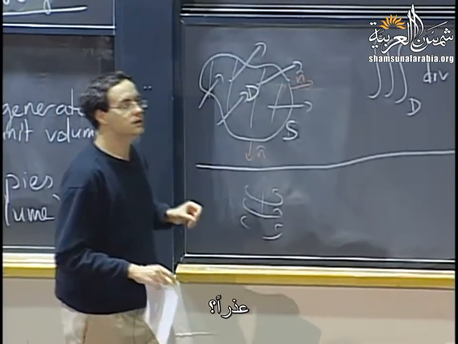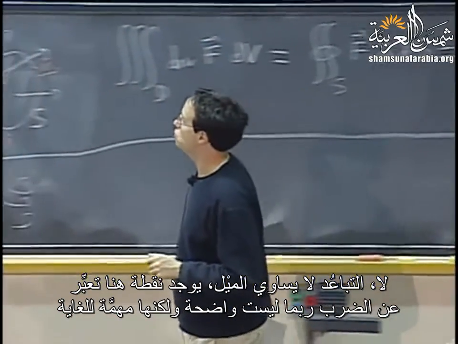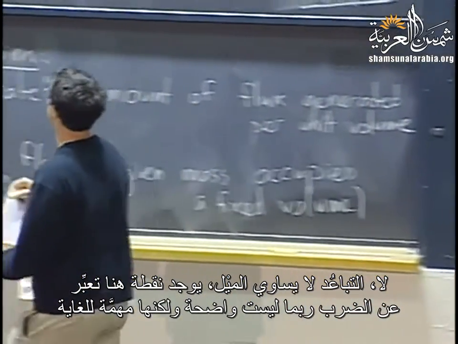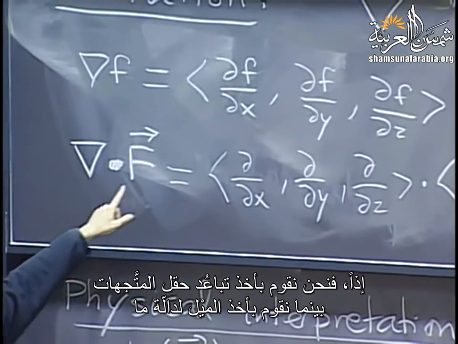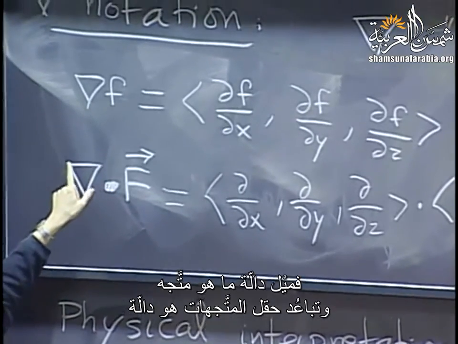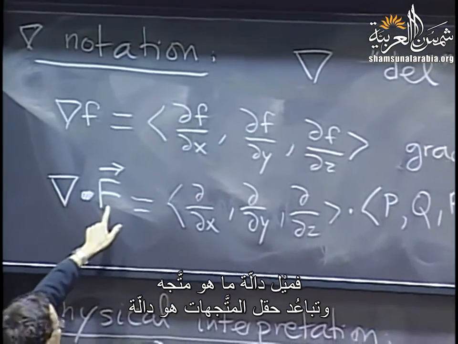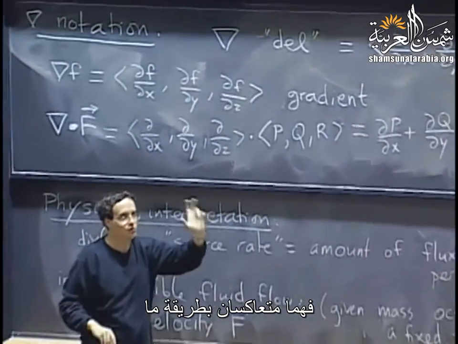Sorry? No, the divergence is not equal to the gradient. There's a dot here that maybe is not very big, but it's very important. You take the divergence of a vector field while you take the gradient of a function. So the gradient of a function is a vector. The divergence of a vector field is a function. So these go back and forth between.